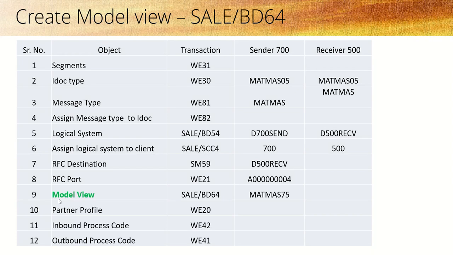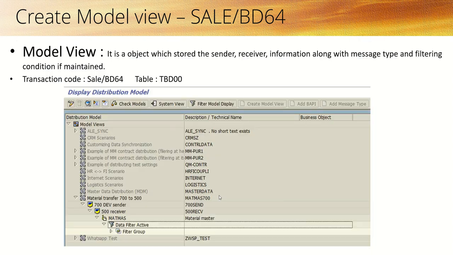Now we'll create the model view. The model view is created with the transaction code SALE or the T code BD64. A model view is an object which stores the sender and the receiver information along with the message type and filtering condition, if we have maintained one.